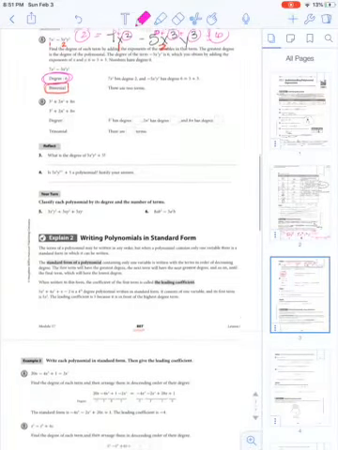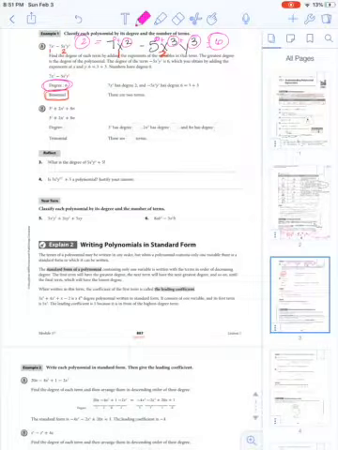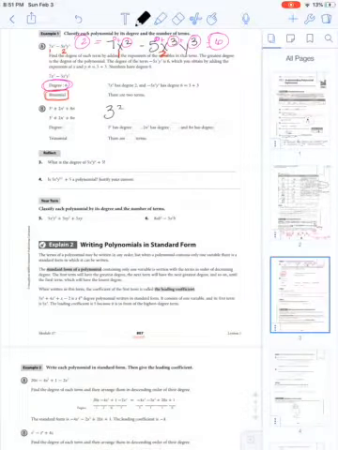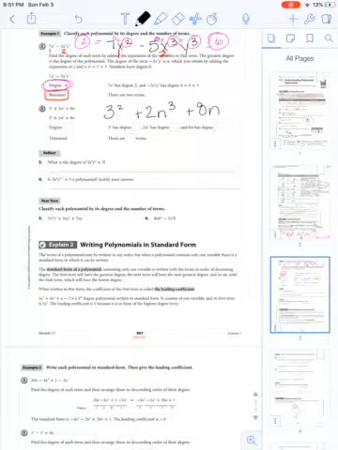Okay, let's look at B. Okay, so I have 3 squared. Oh, let's go back. Let's rewrite it. So we have 3 squared plus 2n cubed plus 8n. Okay, so I'm going to go ahead and identify the terms. So we have 1, 2, 3, right? That's why we get a trinomial. Okay, so there are 3 terms.